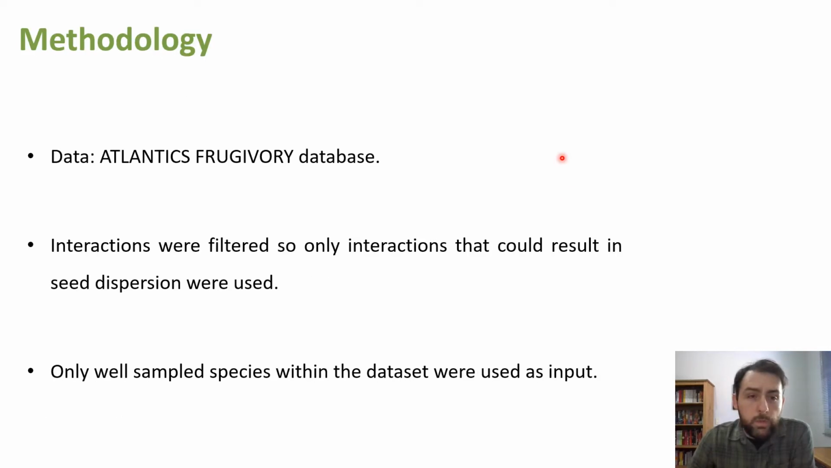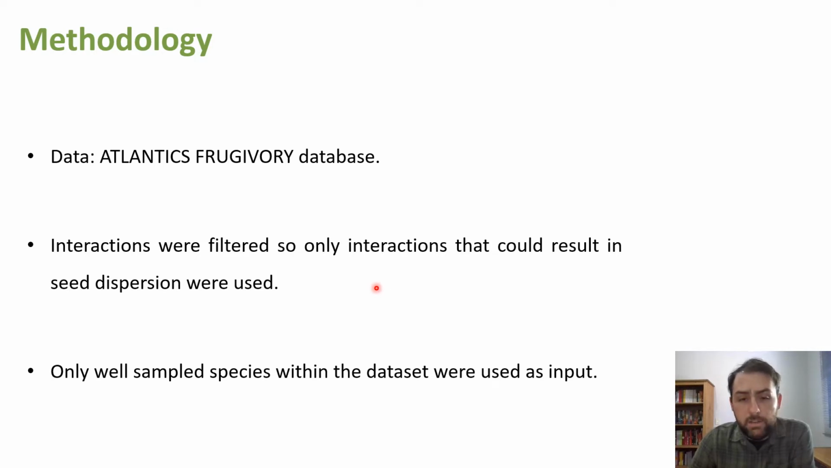In our work, we developed two probabilistic interaction models using the data from the Atlantic Frugivory database, which is the largest database for frugivory in the Neotropics, as far as we know. But we are more interested in the seed dispersal side of the interactions. So we filtered those interactions, as they are from frugivory, to get only the ones that can be classified as possibly true seed dispersal, where the bird actually ingests the whole seed.